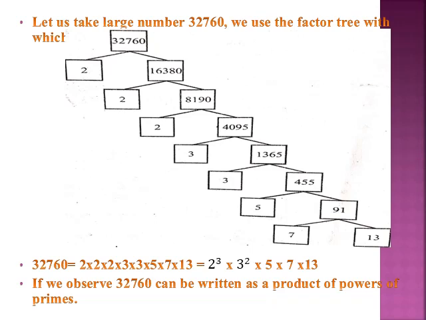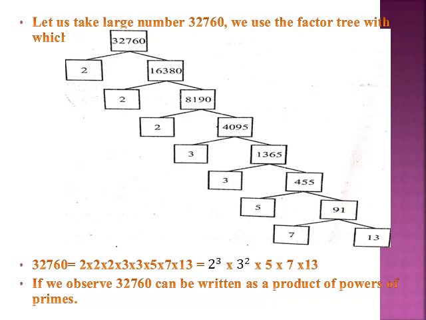1,365. Then 1,365 is divided into two parts, that is 3 into 455. Then it is divisible by 5, so 5 into 91, and 91 is 7 into 13. So the last two numbers are prime numbers, so our division stops. So the prime factors can be written in this form: 2 raised to 3 into 3 raised to 2 into 5 into 7 into 13.